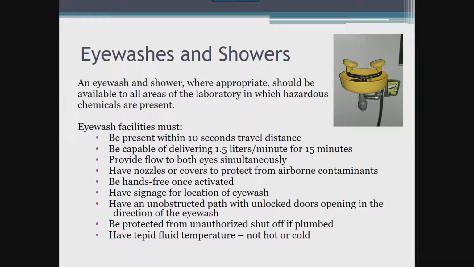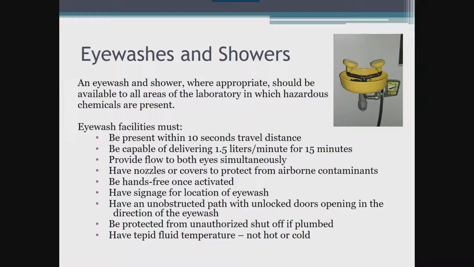Eyewashes must be able to meet the following requirements. They must be capable of delivering 1.5 liters per minute for 15 minutes, with the flow being provided to both eyes simultaneously. Nozzles or covers must cover the eyewash when not in use to protect from airborne contaminants. The eyewash must be hands-free once the flow has been activated. So this means that you cannot have an eyewash where you need to use one hand to keep the flow running after you have activated the flow.